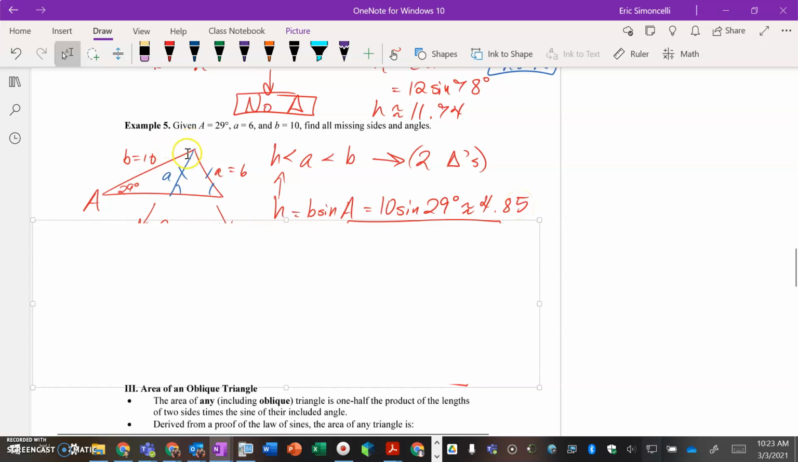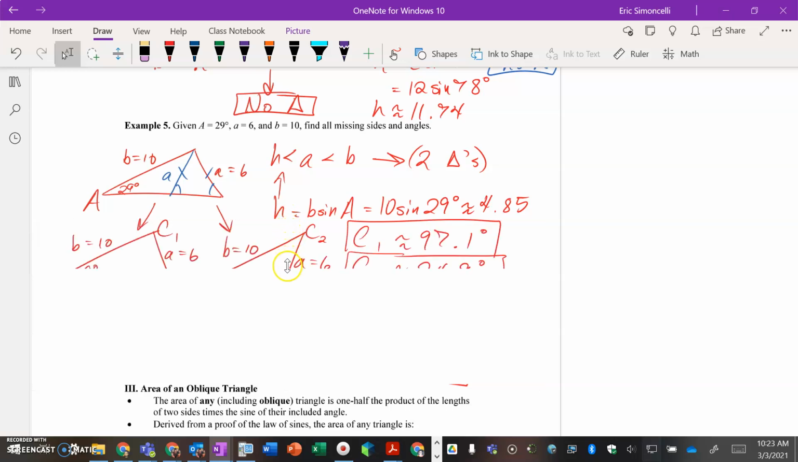Here's where it gets more interesting, of course. There is another version here, as you can see, where you can take side A and rotate it in. So side A could actually be here, not just there. So here's where the ambiguous case again kicks in. H, which we just found to be 4.85, is less than A, which we know to be 6, which is less than B, which we know to be 10. So we know that two triangles will unfold here, and here's the depiction that makes sense fully, as you can see here.